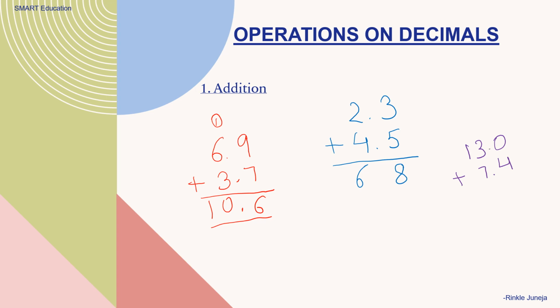So this will become 13.0 plus 7.4. Since 7 is at 1's place, we'll write it down below 3. So now 0 plus 4 is 4. Decimal point remains the same. 3 plus 7 is 10. So 0, and 1 carries over, and 1 plus 1 is 2. So the answer is 20.4. I hope this is clear.